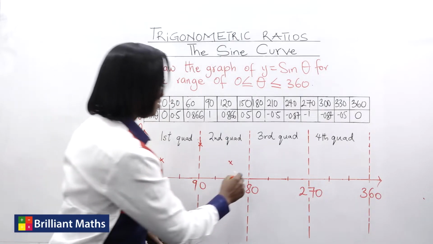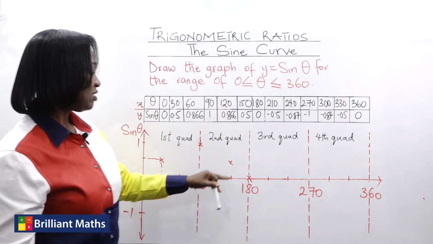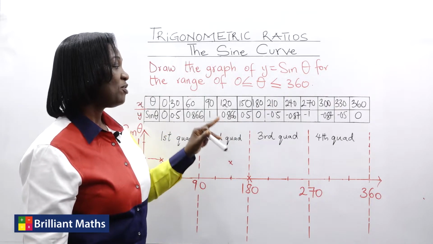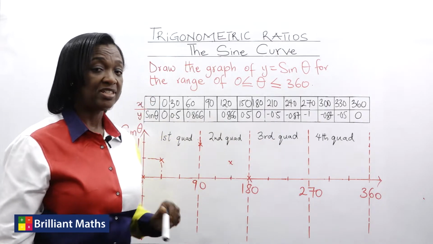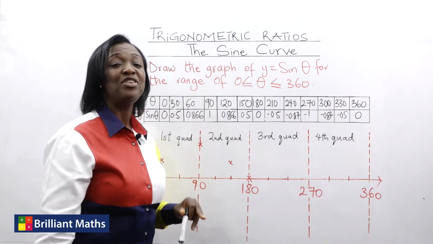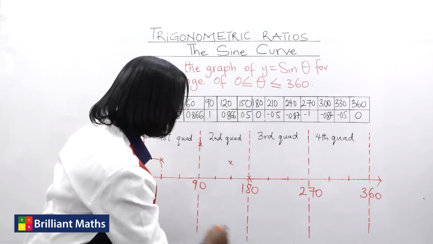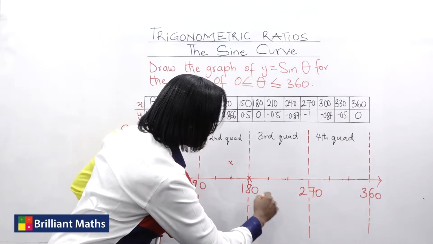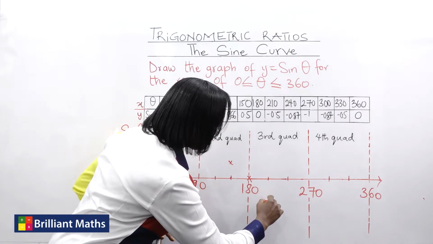And then sine 180 is 0. Sine 210 is minus 0.5. You can see that sine has entered into the third quadrant where it is negative. We saw that in one of our previous lessons. If you haven't seen that video, go and look for it. Sine 210 degrees is negative 0.5, because 180 plus 30 gives us 210.